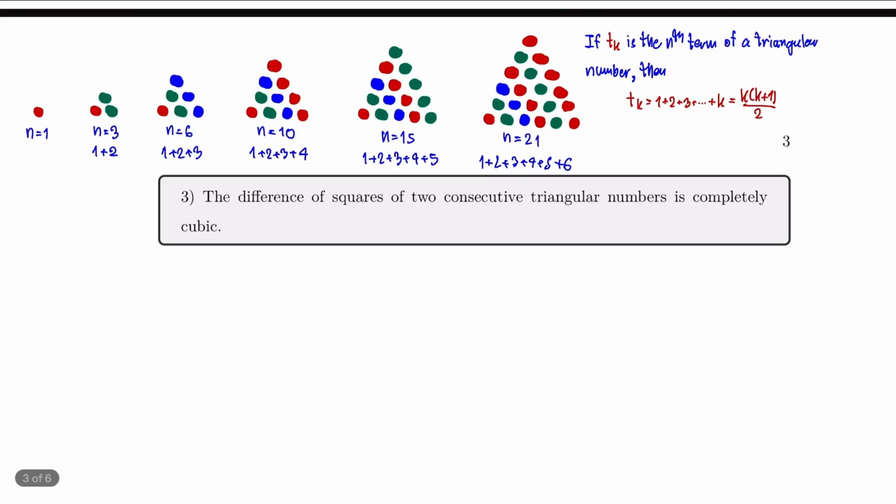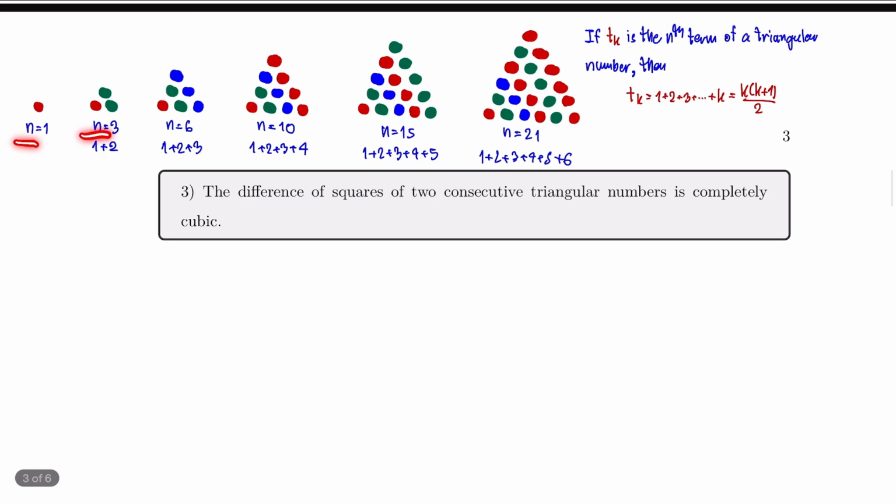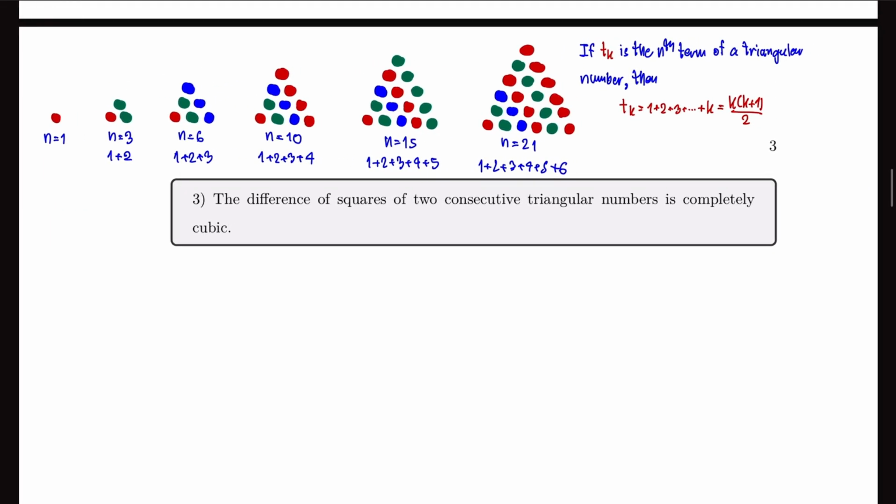Hi everyone, let's continue with the proof about triangular numbers. So, as we know, these are triangular numbers, which contain 1, 3, 6, 10, 15, 21. Next would be the seventh term, 28, 36, 45, and so on, okay?